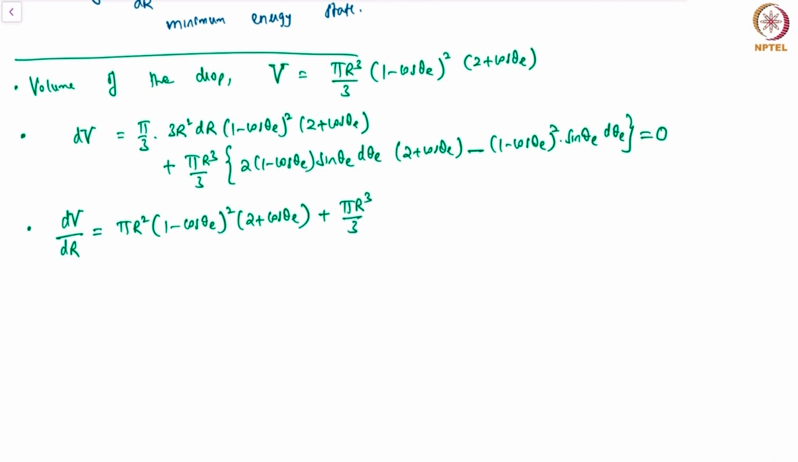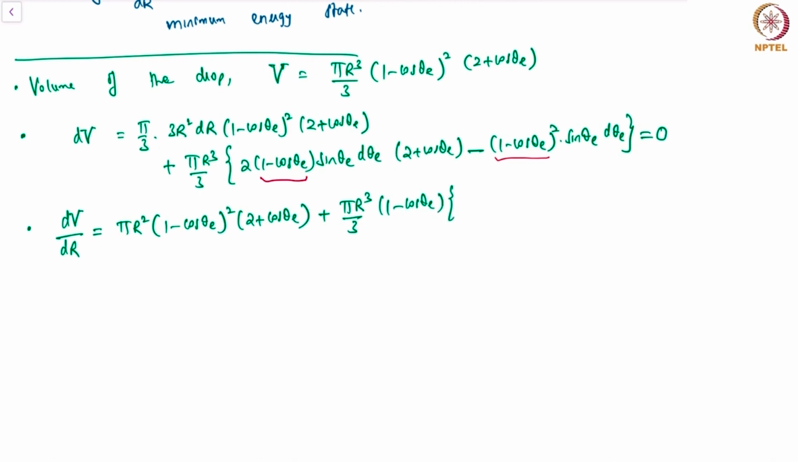I have pi r cube by 3, and we can do some simplification here. We can get 1 minus cos theta outside. In both these terms here, we have 1 minus cos theta, so we can pull them out and simplify the rest of it. And what we now have is, let me just do that, 1 minus cos theta e can be pulled out.